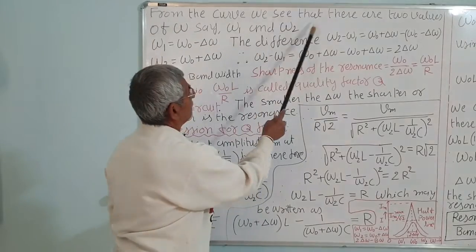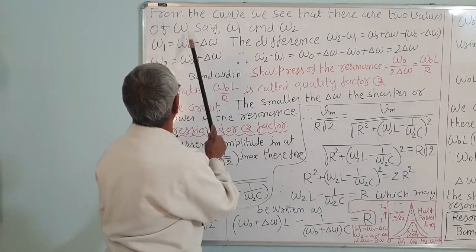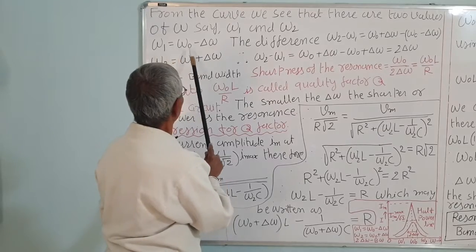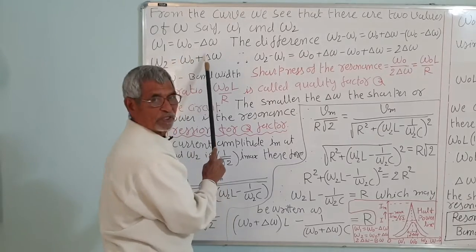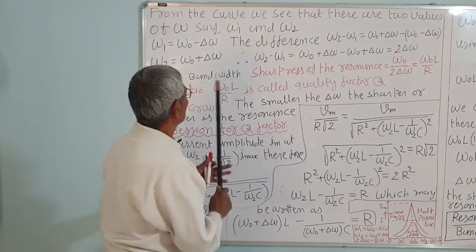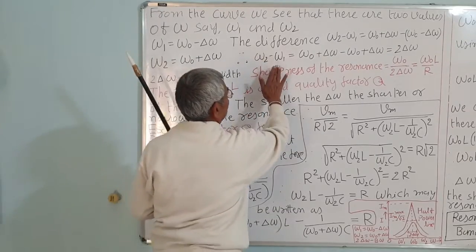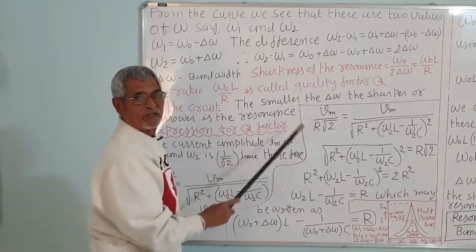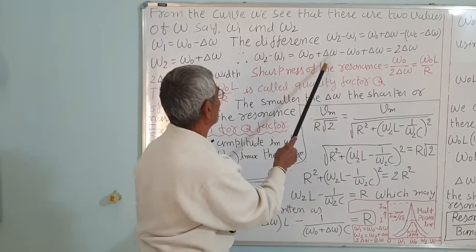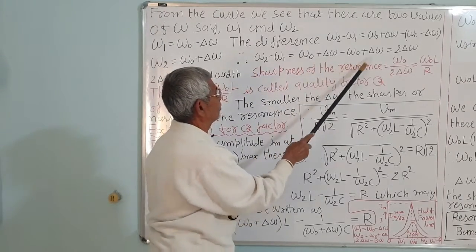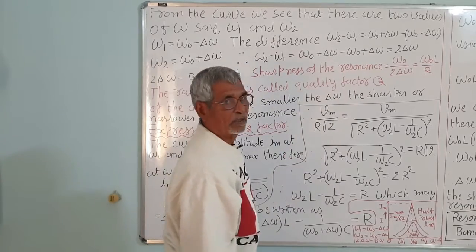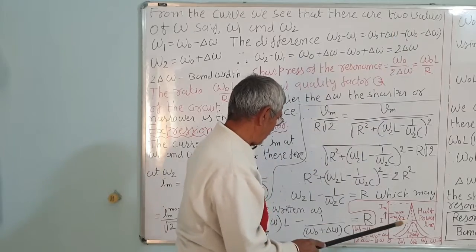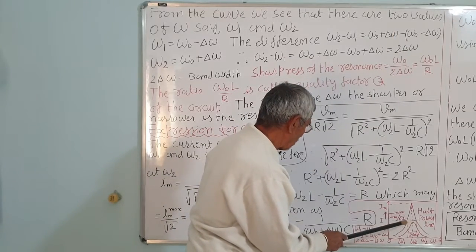From the curve, we see that there are two values of omega, say omega 1 and omega 2. Omega 1 is equal to omega 0, the resonance frequency, minus delta omega. Omega 2 is equal to omega 0 plus delta omega. So the difference, omega 2 minus omega 1, is equal to omega 0 plus delta omega minus omega 0 plus delta omega, that is equal to 2 delta omega. This 2 delta omega is the bandwidth.